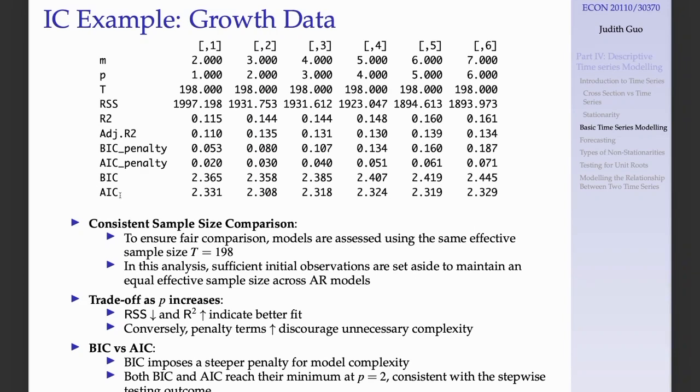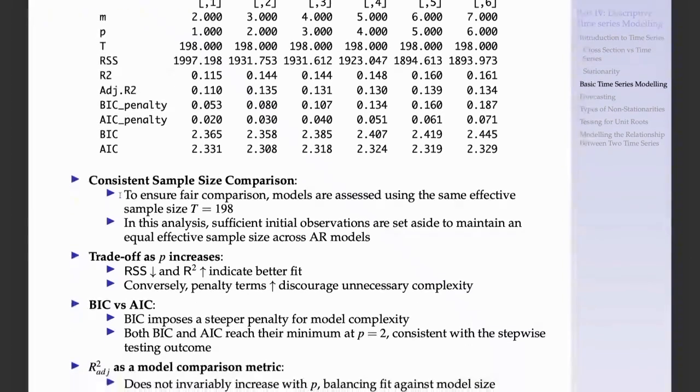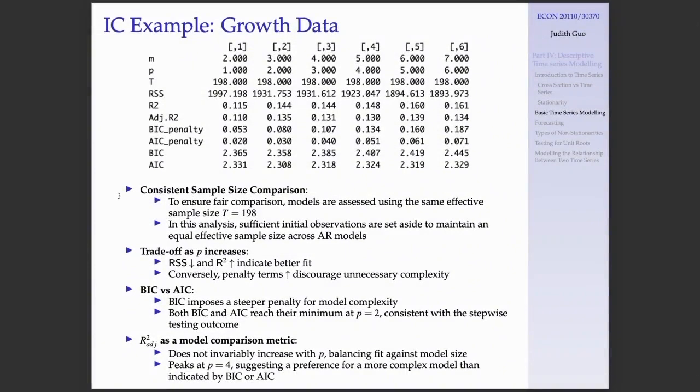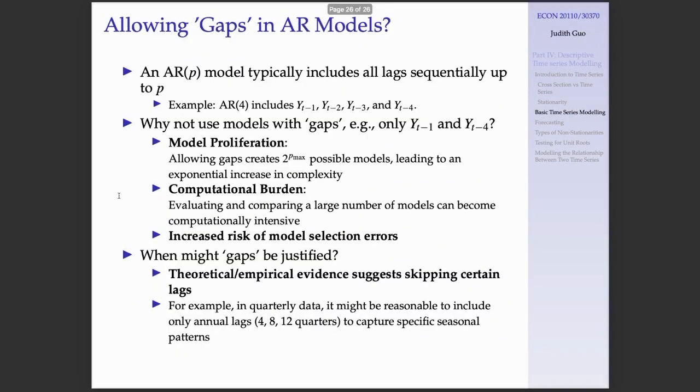The stepwise downward t-test also favored an order of 2. So in this case, we've seen that the AIC and BIC agree on the same order. In a practical session, you'll see that AIC and BIC don't agree on the optimal order, just as a comparison. Before I finish today, some of you might wonder, should we allow gaps in the AR models?